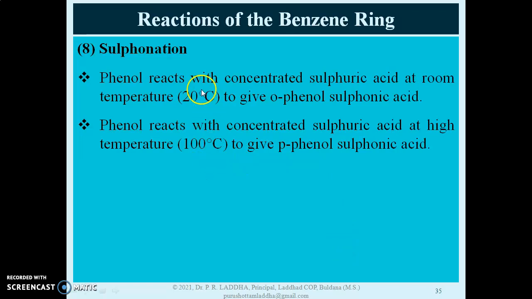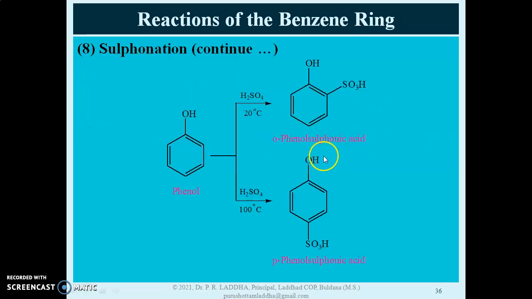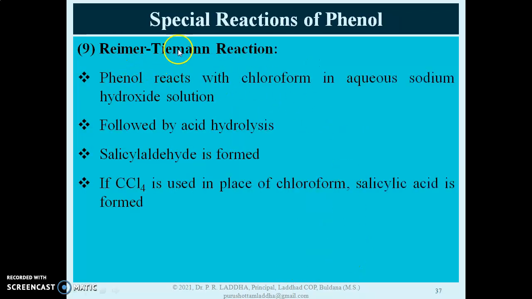Sulfonation reaction of phenol. When phenol reacts with concentrated sulfuric acid at room temperature, that will give us ortho-phenol sulfonic acid, and at 100 degrees Celsius that will give us para-phenol sulfonic acid. So that reaction is shown: at room temperature, it will produce ortho-phenol sulfonic acid, and at 100 degrees Celsius it gives para-phenol sulfonic acid.